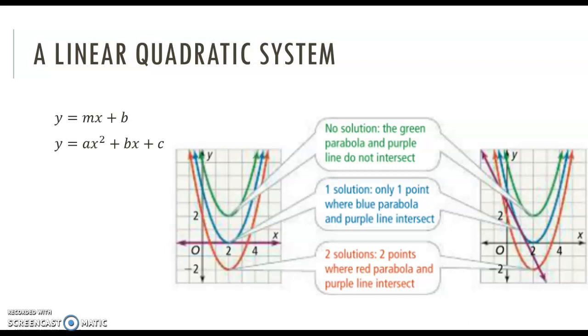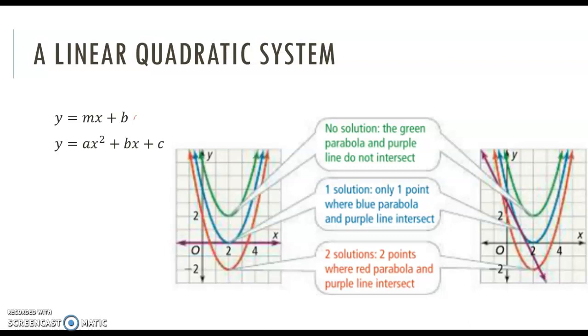So a linear and a quadratic system just means that you have a system of equations, two different equations, they both have the same variables, but one of them is linear and one of them is quadratic. So this is a linear function, it's y equals mx plus b, and the other one is quadratic, it's in the standard form ax squared plus bx plus c.